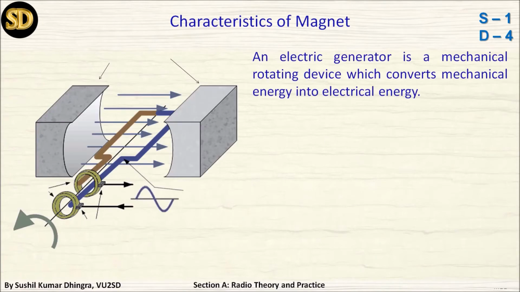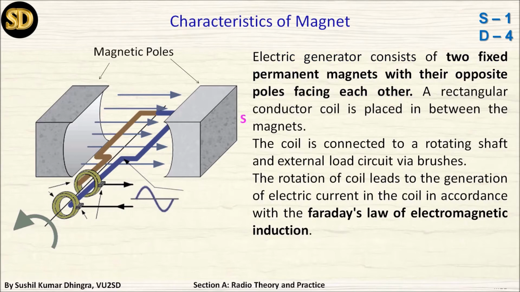First, coming back to the old topic, magnet, an electrical generator is a mechanical rotating device which converts mechanical energy into electrical energy, that you have to understand. An electric generator consists of two fixed permanent magnets with their opposite poles facing each other. A rectangular conductor coil is placed in between the magnets. The coil is connected to a rotating shaft and external load circuit via brushes.